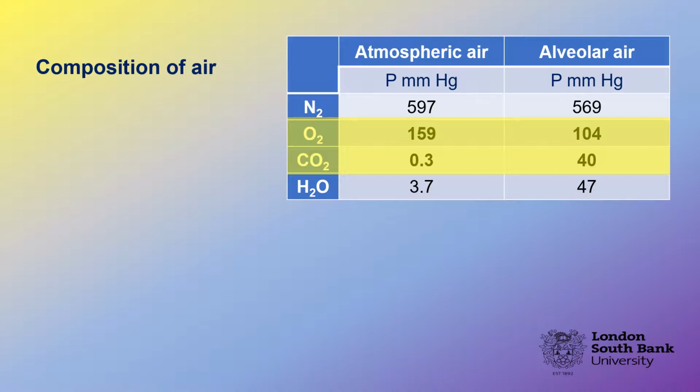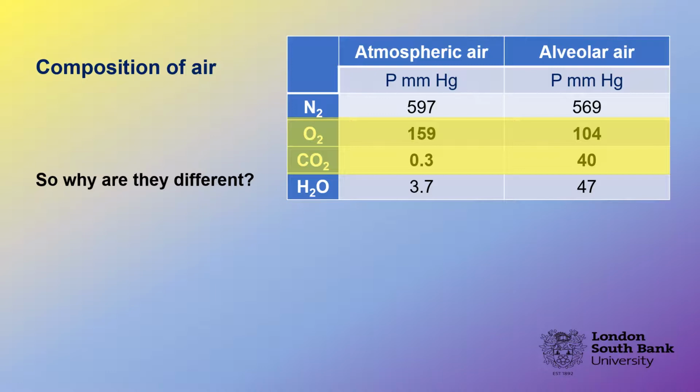Alveolar air, on the other hand, if you look at it for oxygen, on the chart we're talking about 104, but we generally refer to it as 100 because it's an easy figure to remember, and 40 for CO2. We'll come back to these figures, they are quite important. So the question is, why are the two different?